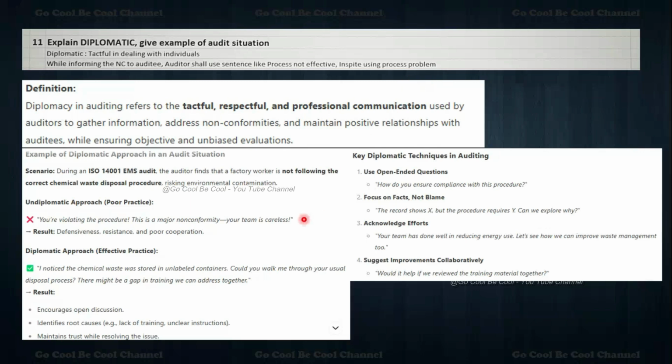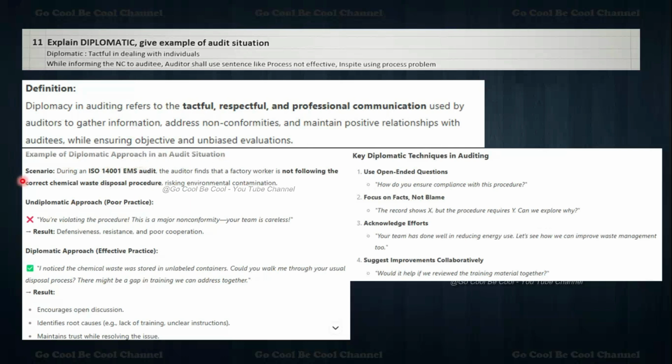See, let's see how to answer. Definition: diplomacy in auditing refers to the tactful, respectful, and professional approach. This is the highlighted word that is supposed to be there in your examination. Unless otherwise, they never offer you the mark, my dear friends. It is used by the auditor to gather information, address non-conformities and maintain a positive relationship with the auditee, while ensuring objective and unbiased evaluation. So, examples of diplomatic approaches in an audit situation.